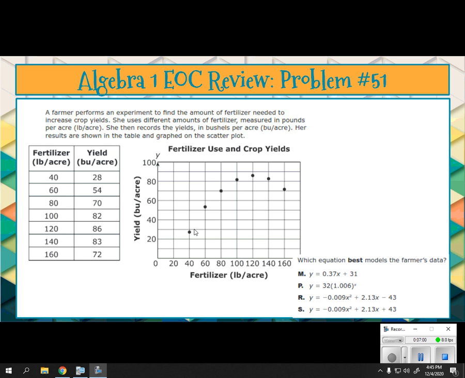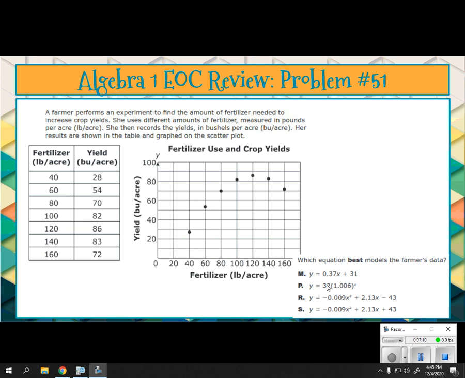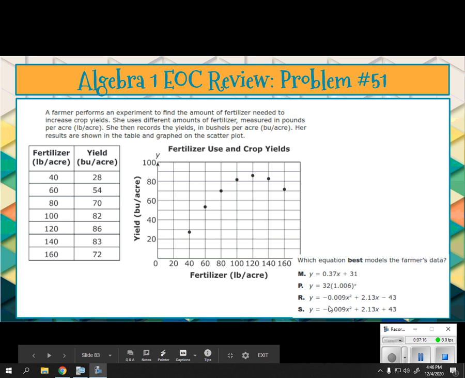So I can tell that this is a quadratic. It starts going up and then it curves down. So it's not going to be best modeled by a linear function, so it's not going to be m. It's not going to be best modeled by an exponential function, so it's not going to be p. So it either has to be r or s.